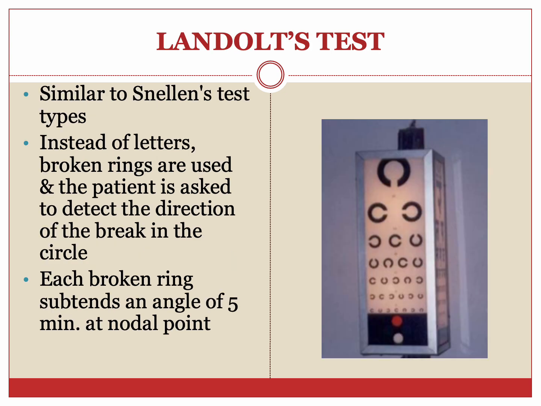Now this is the Landolt test. It is similar to Snellen's test, but instead of letters here are broken rings, and we need to ask the patient in which direction that broken ring is particularly directing towards. Okay, so each broken ring subtends an angle of 5 minutes at the nodal point, like for the Snellen's chart. So people who are illiterate or who do not know how to read can be tested using this type of chart.